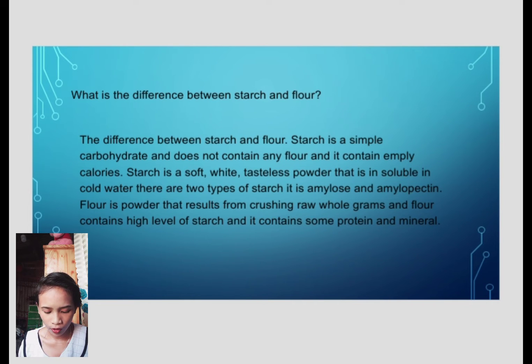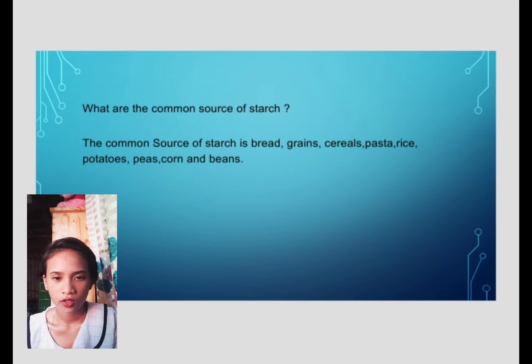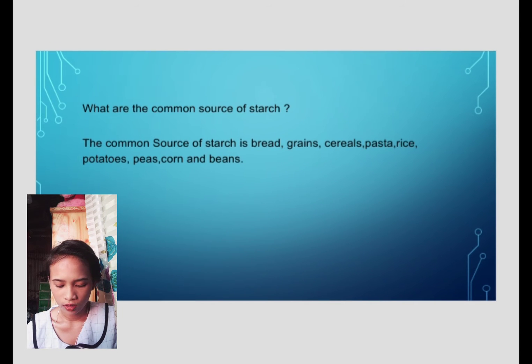Flour is a powder that results from crushing raw whole grains, and flour contains high levels of starch and some protein and minerals. This is the difference between starch and flour. The common sources of starch are bread, grains, cereals, pasta, rice, potatoes, peas, corn, and beans. These are the common sources of starch.